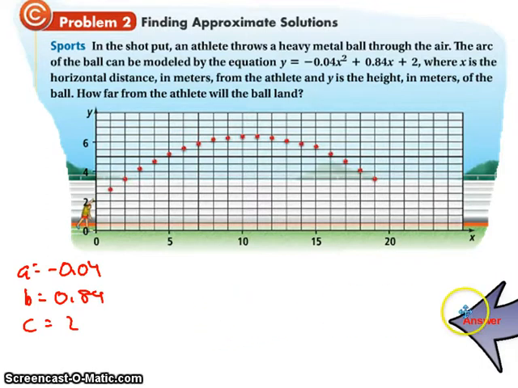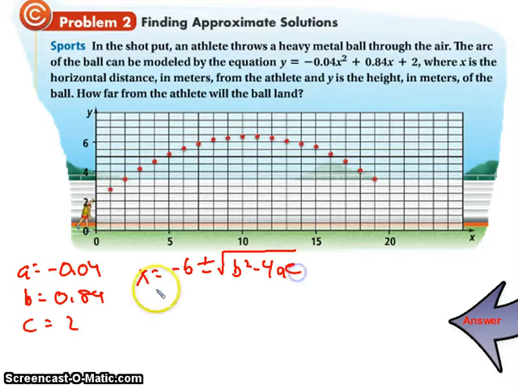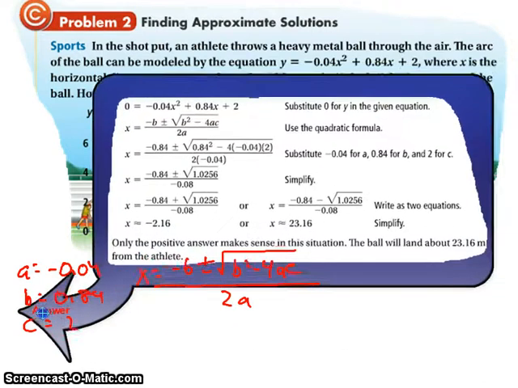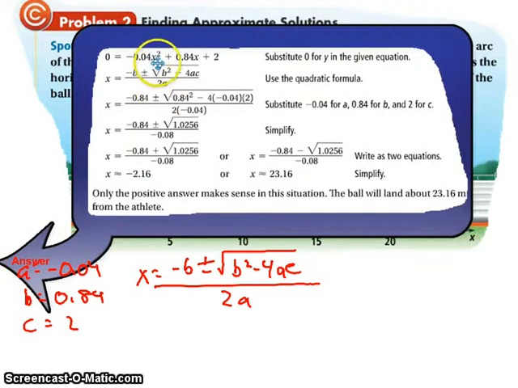Okay, so we take each one of these numbers and plug it into the formula. Negative b plus or minus the square root of b squared minus 4ac, all over 2a, and this is what we get. We've got the b value right there, b value again, a value, c value, and a value. We end up with two answers, negative 2.16 and 23.16.